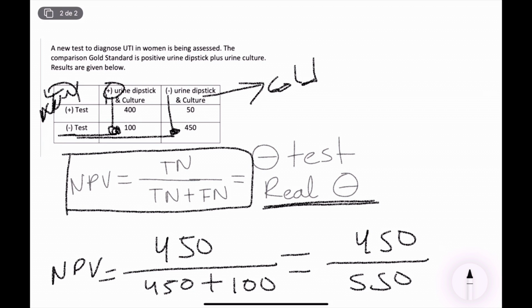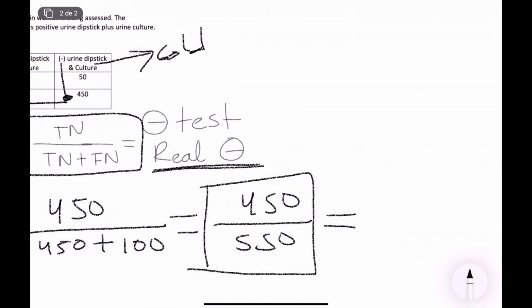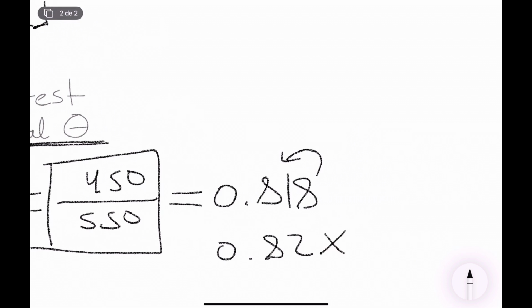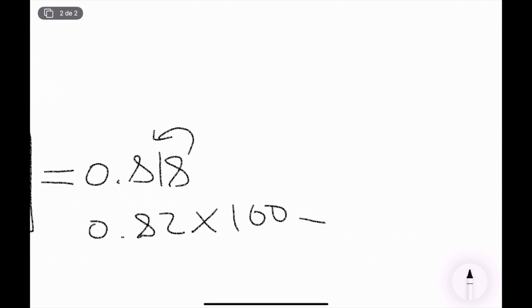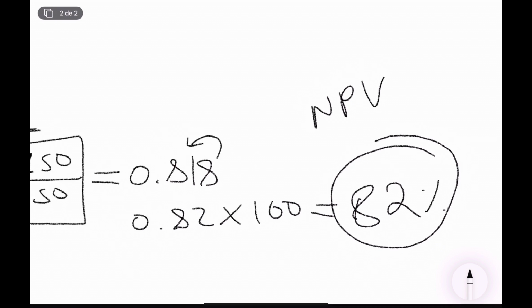So we make the operation, and if we make this operation, we obtain a result of 0.818. So we round up the last number, so it is 0.82. We multiply by 100, so we obtain 82% of negative predictive value.